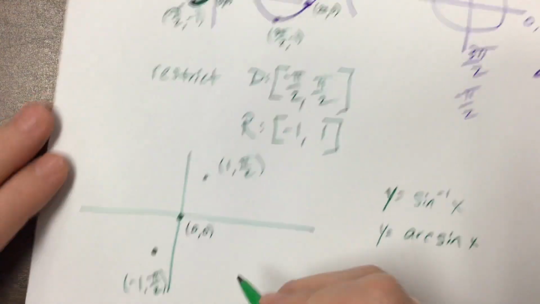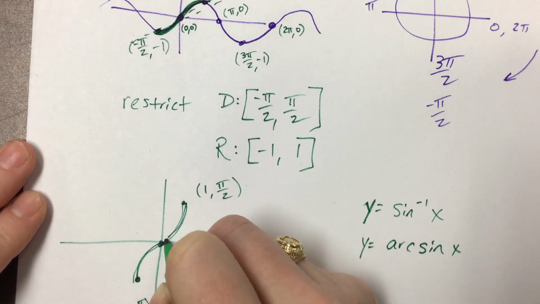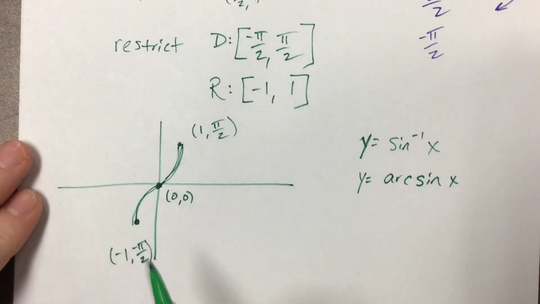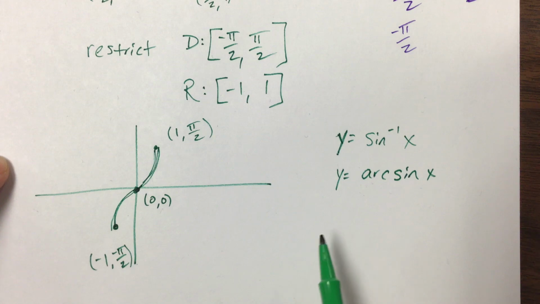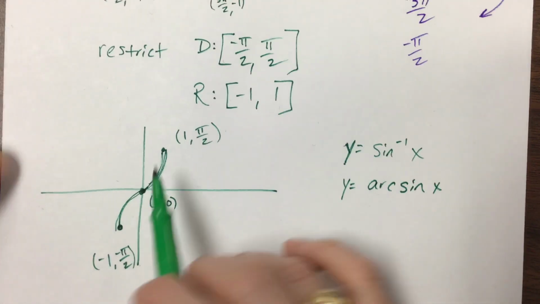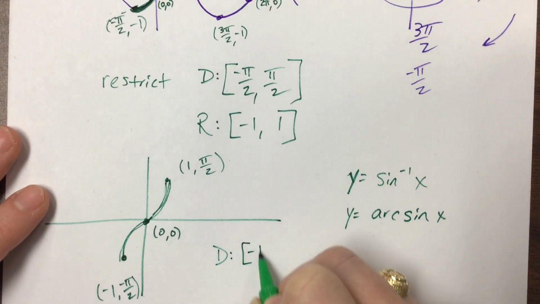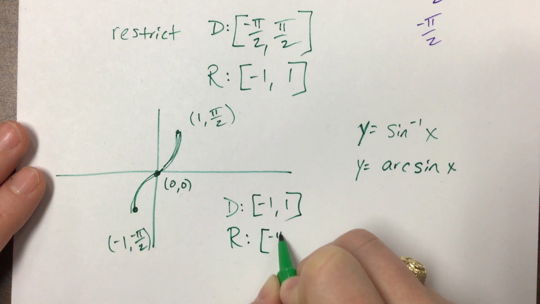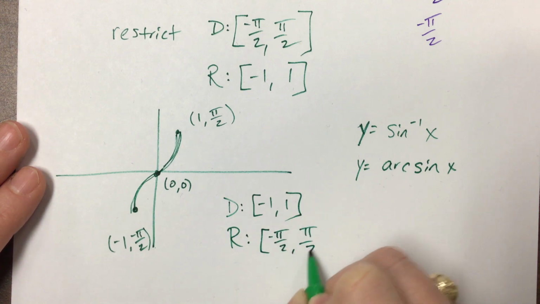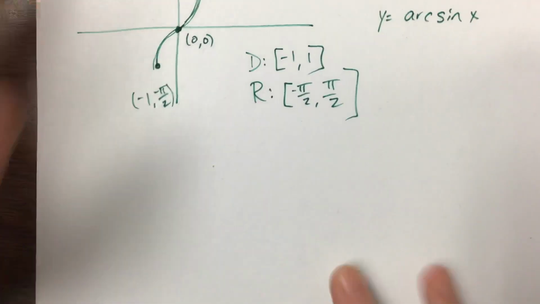So when I go to graph this, it looks something like that. And this is the parent function. This is all you get for arc sine, or the inverse sine of x. That's it. That's the whole function. Its domain goes from negative 1 to 1. Its range goes from negative pi over 2 to pi over 2.